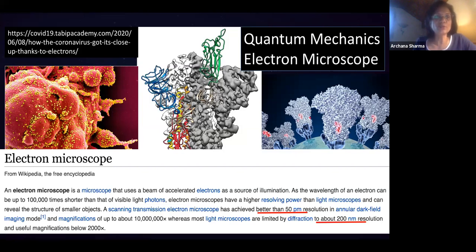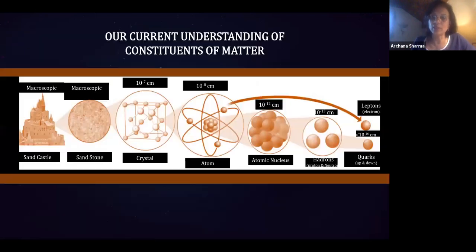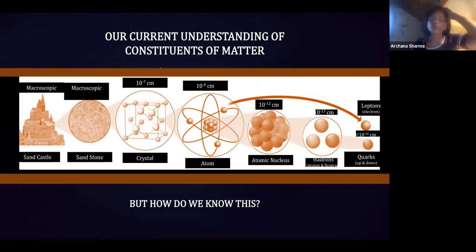So you see on the left of the screen, the wonderful picture, the protein that makes the coronavirus. And of course, this gives us a very good tool and handle on how to make the vaccine for the coronavirus. So this tells us that whatever research we have been doing, we are not looking at the end results. However, research has taught us a lot and it gives us the current understanding of the constituents of matter. So how did we know this? And how did we go about doing this research?